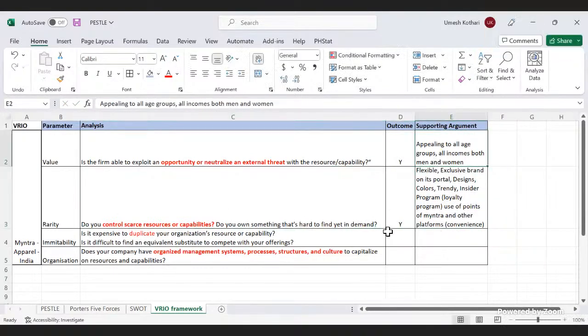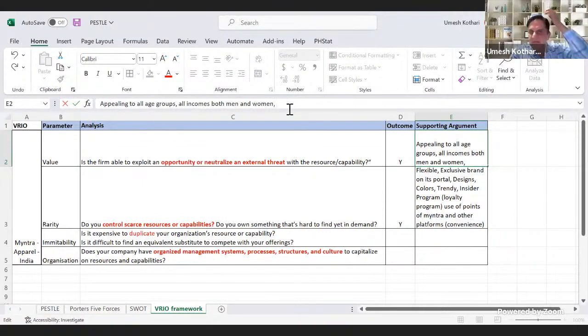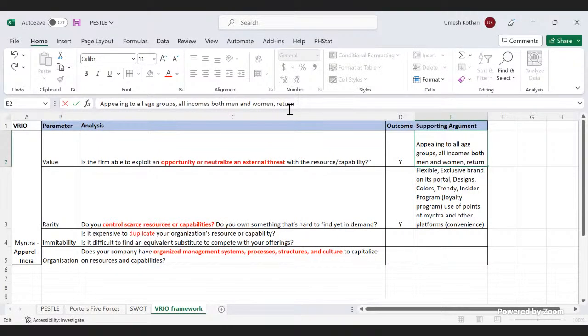I would say that will come under value because that's adding to the customers' benefits. They are benefiting the customer. Reason to buy. Return. And the number of app downloads is higher in the case of Myntra, so it could be a case of value once again.